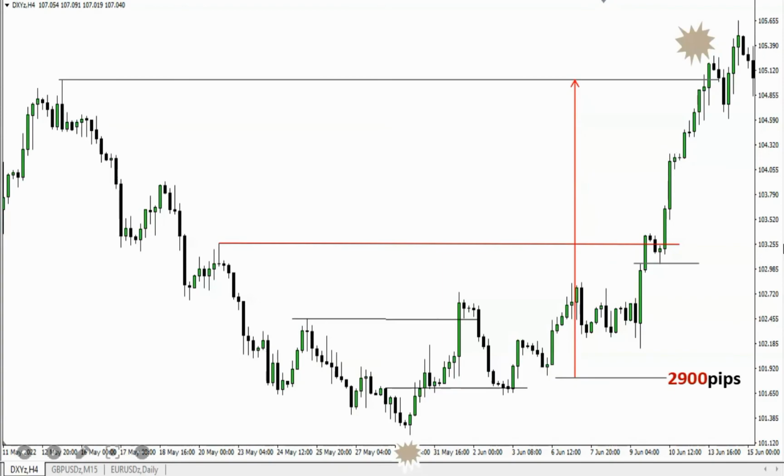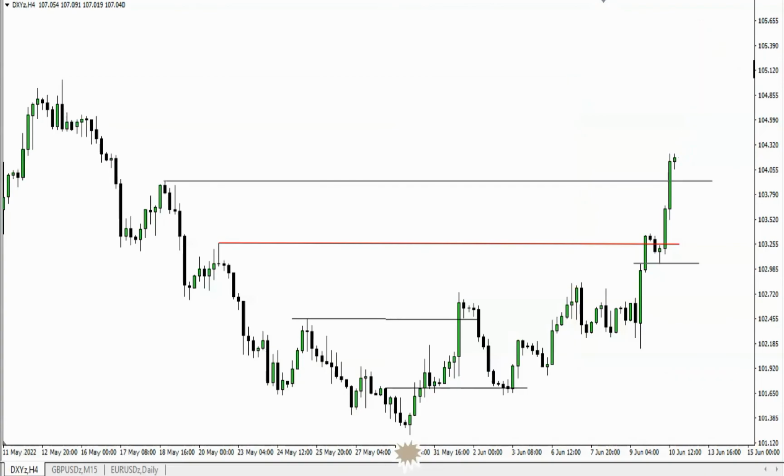Because from this point of entry right here, this is on the 6th of June, and by the time this main objective was met, that was 13th of June. So that's practically 7 days of waiting. Most of us don't have that great deal of patience. But let's just say you didn't follow that move.